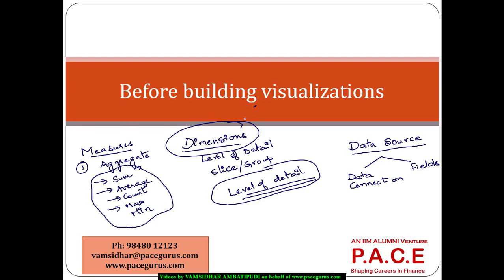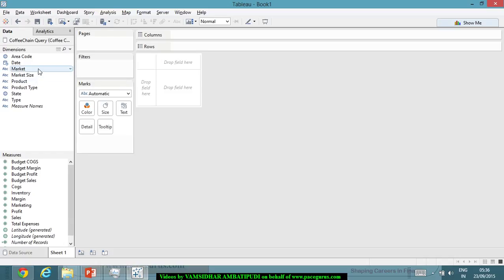As a simple example, let's look at it. Let's say I want to pull this market. Let me simply drag this market into the columns. I am not doing anything, simply drag the market into the column. Oh, here I could see central, east, south, west. So there are all the unique values of that column called market.